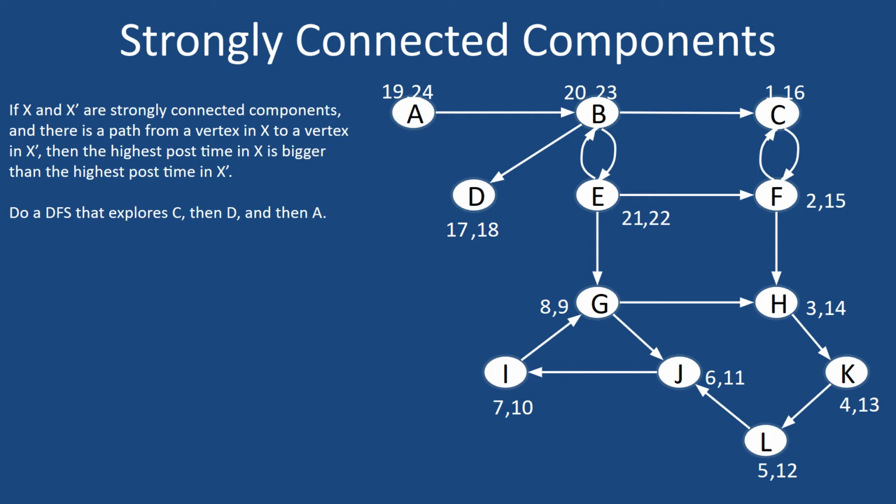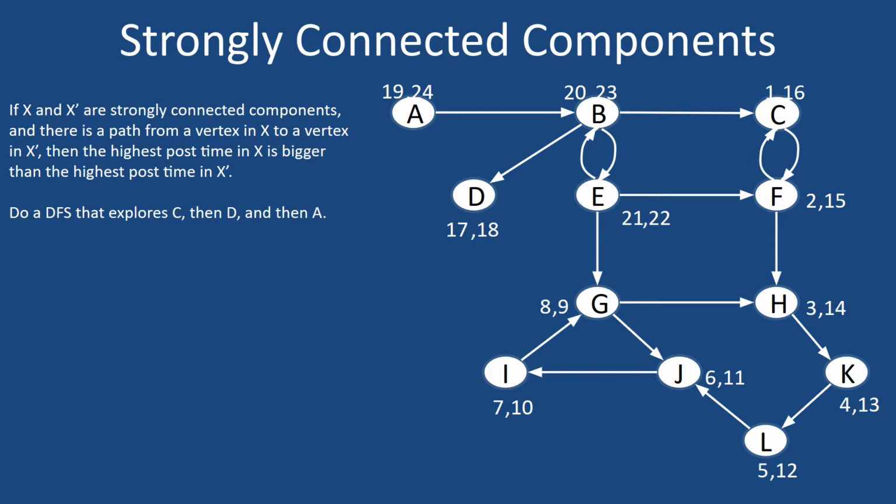Okay? But that's the opposite of what we need. Right? It'd be nice if the property were the smallest post time is in a meta sink. Then we'd be in business for our DAG for our SCC algorithm. But we're not identifying a sink this way. We're identifying a source. It's kind of backwards from what we want.